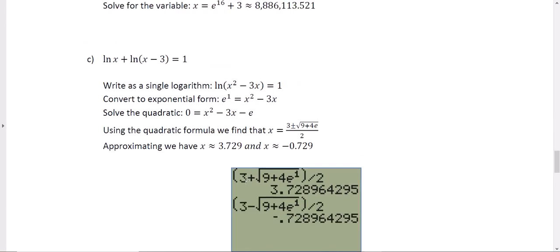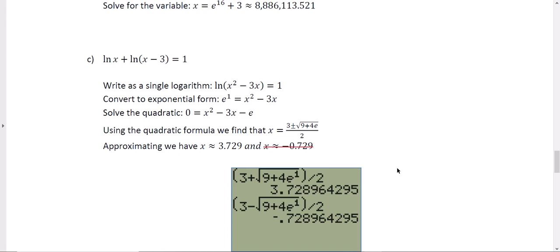And I did not. Keep in mind, both of these answers cannot possibly be correct. And that's because we cannot have a negative inside the logarithm. So this is not an actual answer. I'm going to cross it out. Oh, I love that. I need to make sure I do that on the notes.